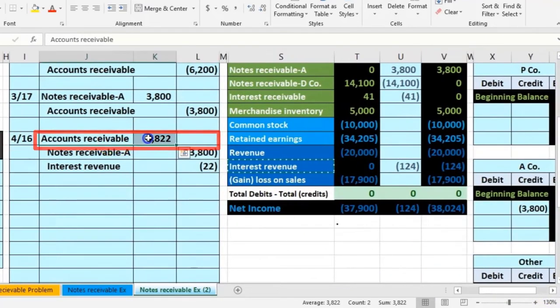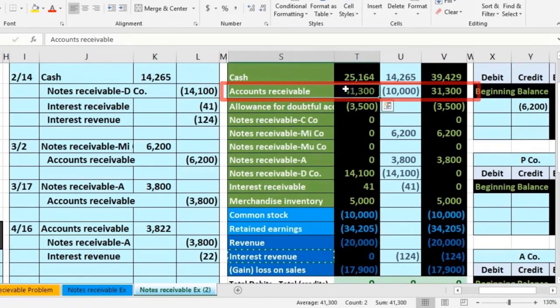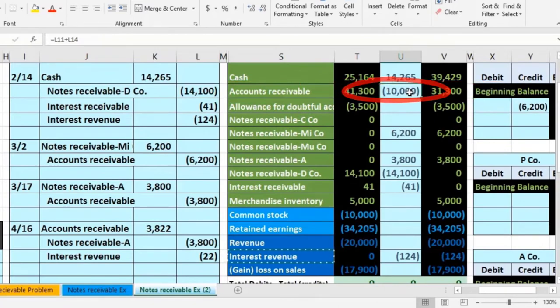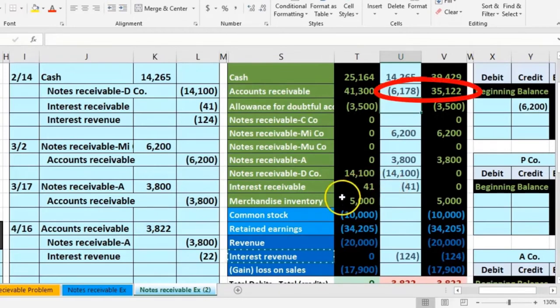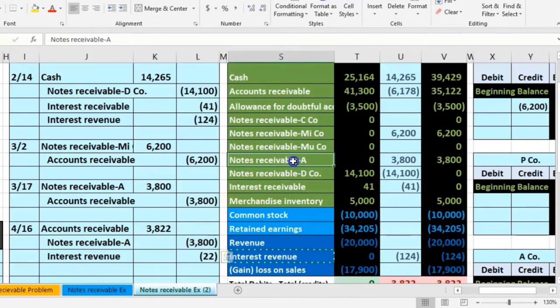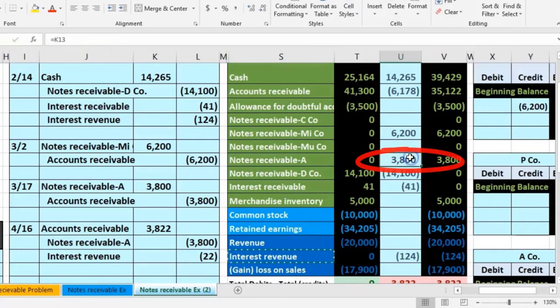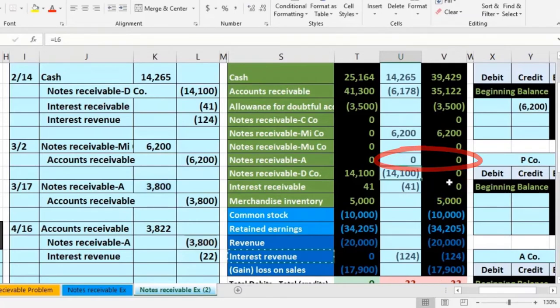Now here's the accounts receivable in the journal entry. We're going to record that to the accounts receivable up here in the trial balance. Something's in the center cell, so we're going to double click on it, go to the end of it, and say plus, point to that 3,822 in the receivable, bringing the balance up to 35,122. Then we have the notes receivable in A, so that will be here. We want to be in U13, double clicking on it, going to the end of it, and plus, and then pointing to that 3,800, bringing the balance down to zero.